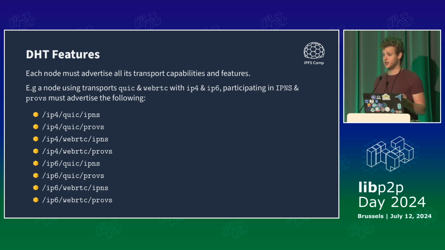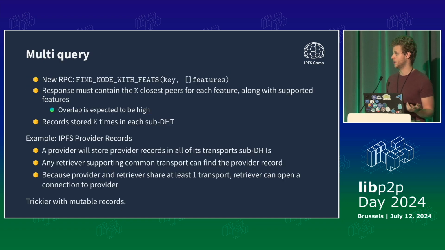And now let's see how we can optimize the participation so that you don't need to do 8 distinct lookups every time you want to look up a key or every time you want to write something on the DHT. So let's introduce the multi-query, which is basically a new find node.